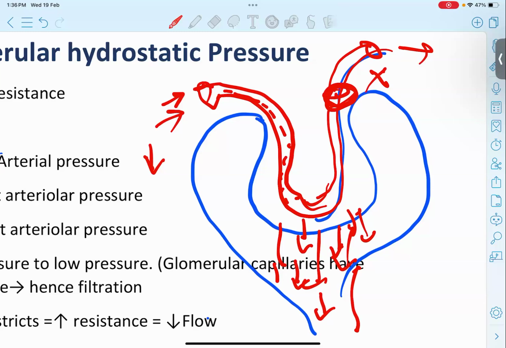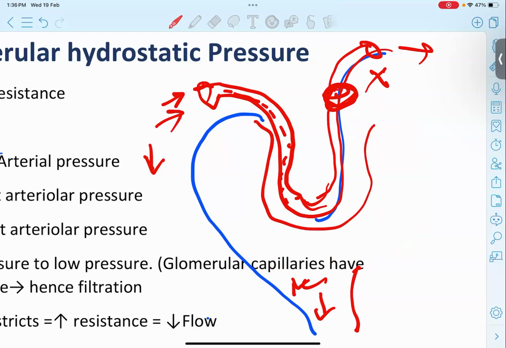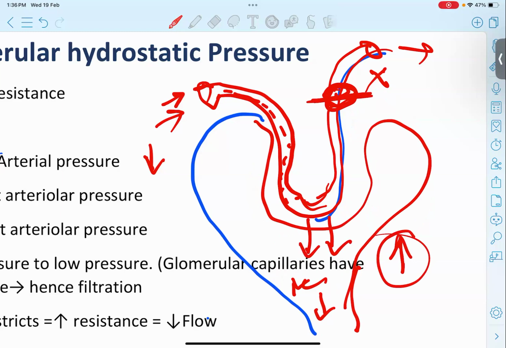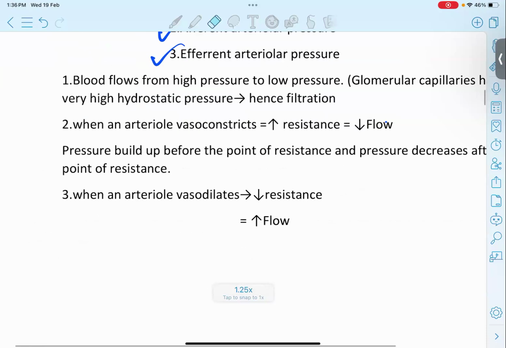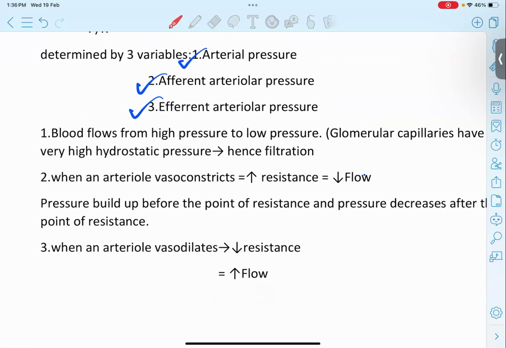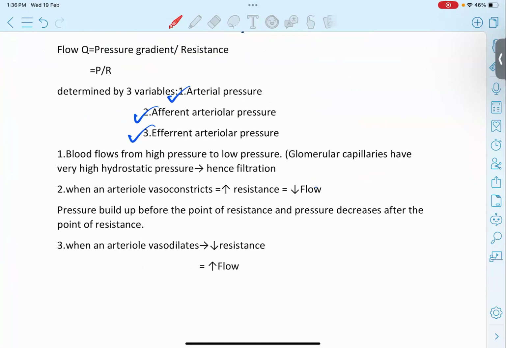So what would happen? Only way is into the Bowman space. So the only way blood can escape is this way. If there is efferent arteriolar constriction, then filtration will increase because blood is not able to pass through this way. This way is blocked. So it has only this way to pass. So the filtration rate will increase. So if we understand this thing, then pay attention here. Pressure builds up before the point of resistance and pressure decreases after the point of resistance.